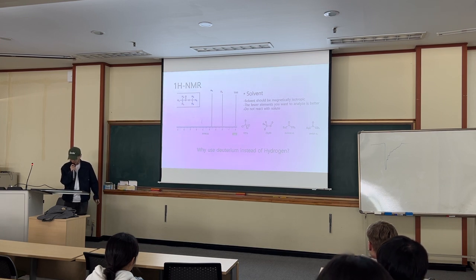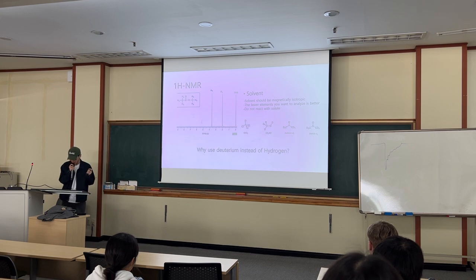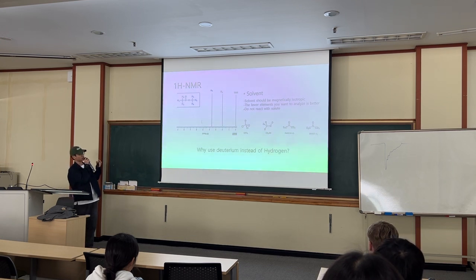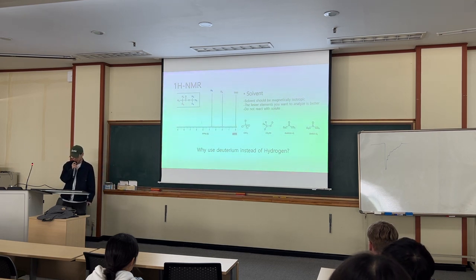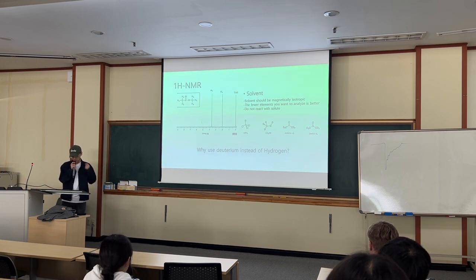In 1H NMR, you usually make a solution. At that time, the solvent should be magnetically isotropic. The fewer elements you want to analyze, the better. Also, it should not react with the solute. While I researched this part, I wondered why the solvent uses deuterium instead of hydrogen. In 1H NMR, the solute is a very small part compared to the solvent. If the solvent has hydrogen, it is hard to detect. But another question: not only 1H NMR, but also 13C NMR uses deuterium.